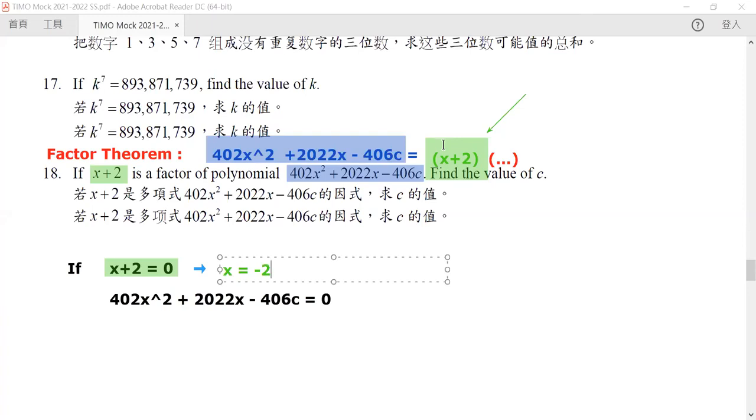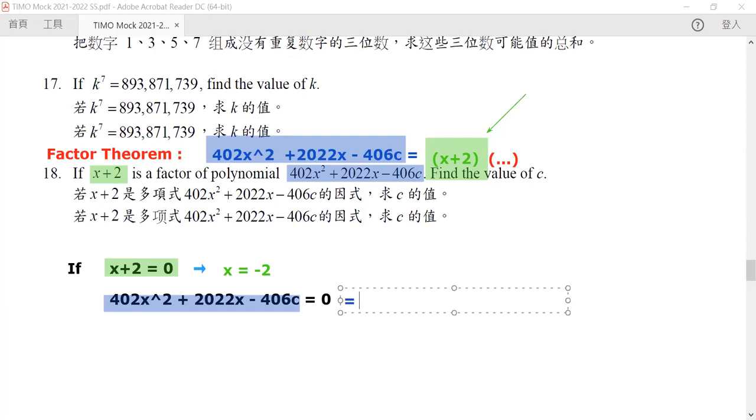So all we need to do is substitute x equals -2 into this equation, and we can find out that this must equal 0. So what is that substitution? Because x is equal to -2, our first term is 402 times 4, which is 1608. The next term is 2022 multiplied by -2, which equals -4044. And finally, we have 406c. This is equal to 0.